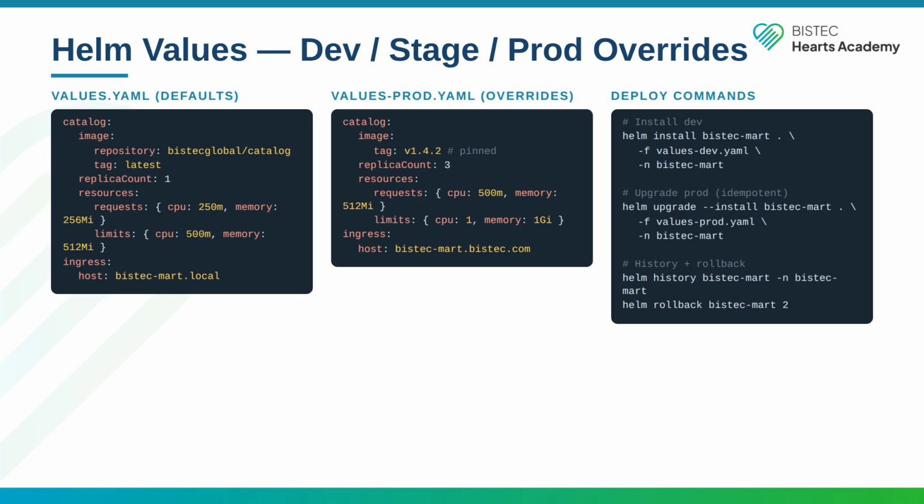helm history shows every revision with timestamps and status. helm rollback bistecmart 2 restores revision 2. Before you upgrade in production, run helm diff upgrade to see exactly what will change in the cluster. That is a mandatory step before touching a production release.